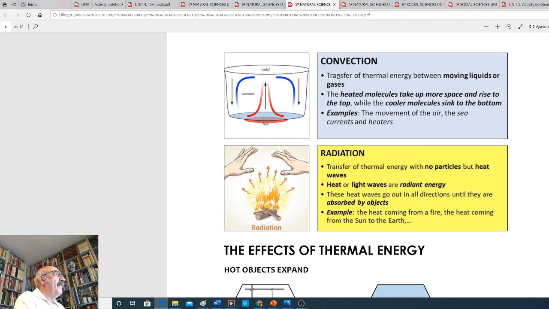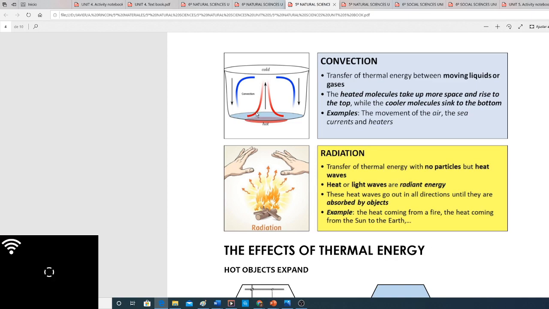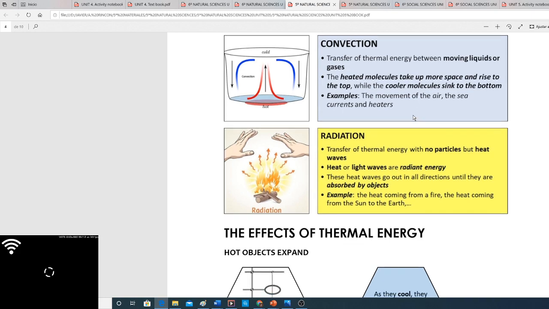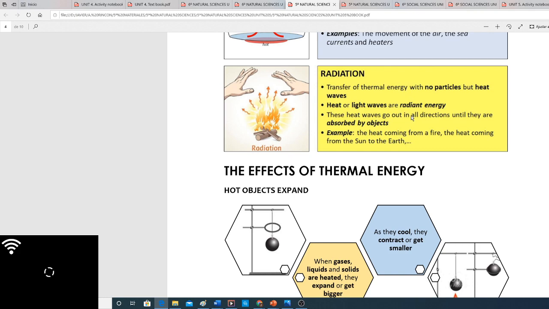So convection is the transfer of thermal energy between moving liquids or gases. They are called fluids. The heated molecules take up more space and rise to the top, while the cooler molecules sink to the bottom. Can you see? This blue color represents the cold molecules of water that are replacing the place where before the warmer molecules were settled. An example is the movement of the air, the sea currents, and heaters. And the other example is radiation.